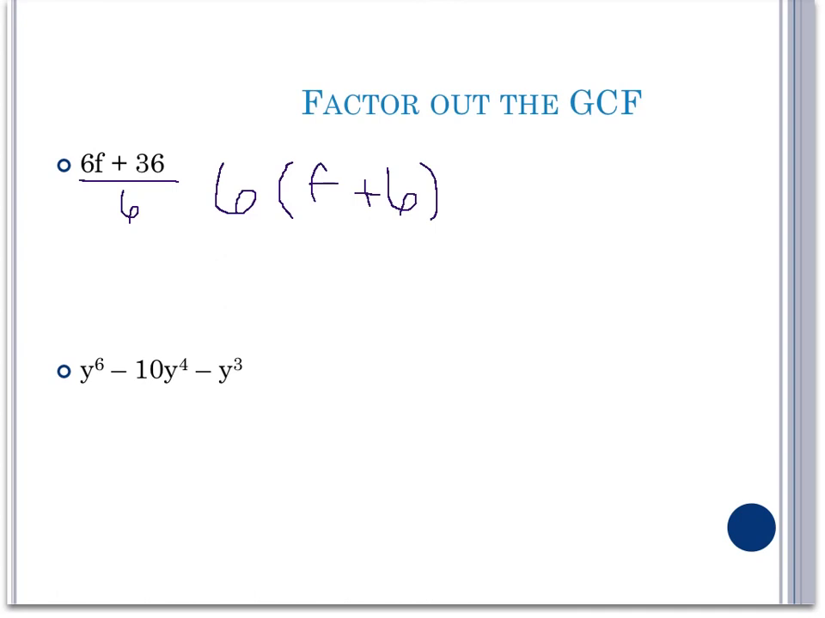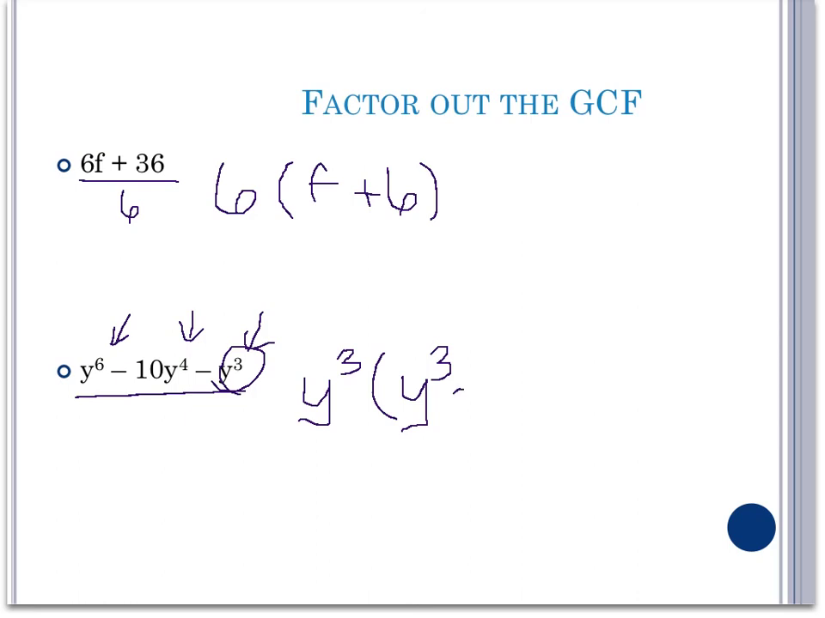This next example, y to the 6th minus 10y to the 4th minus 3y to the 3rd power, there are no numbers, coefficients in common, but there are variables in common. And what is the greatest common variable? Well, again, we're going to look at the exponents, and I see that y to the 3rd is the smallest exponent. So I'm going to take y to the 3rd out, leaving what is left. Y to the 6th would be y to the 3rd minus 10y.